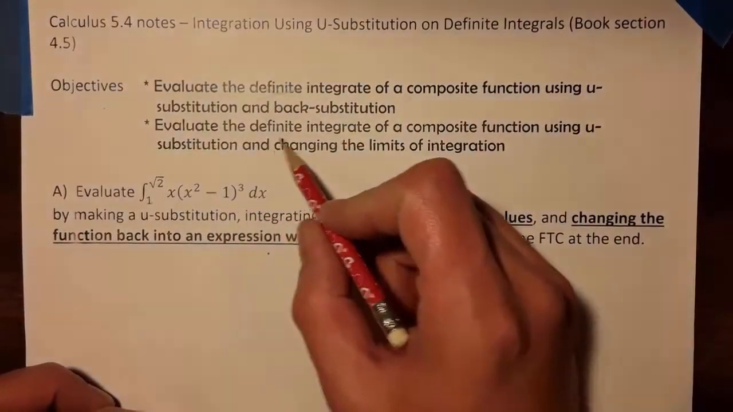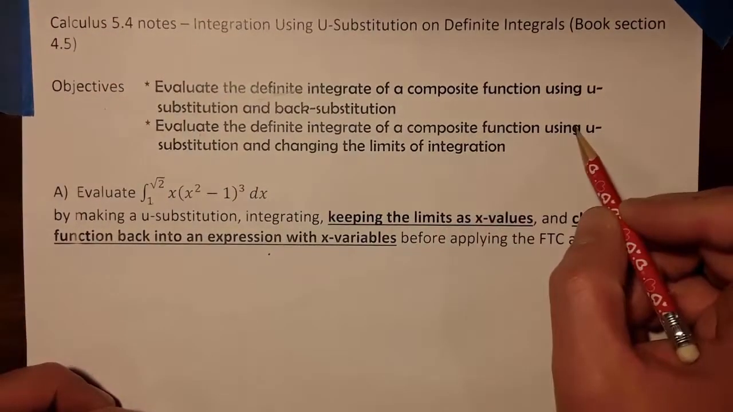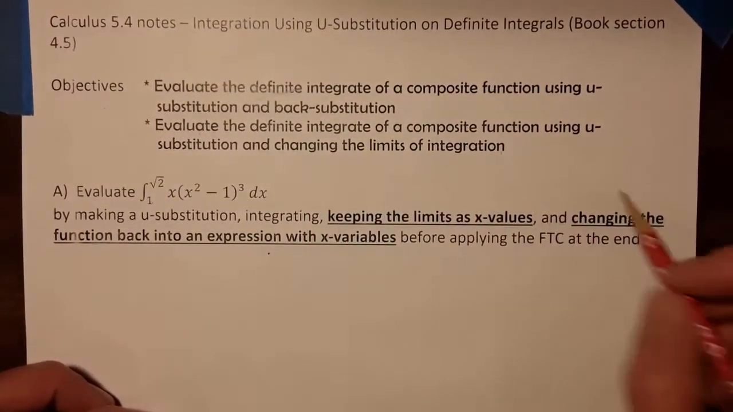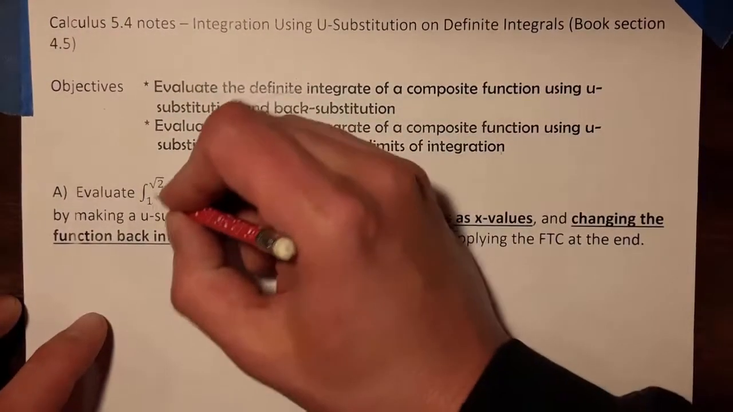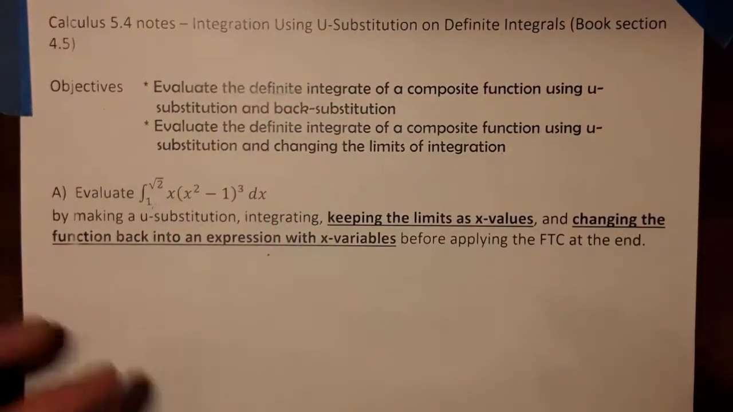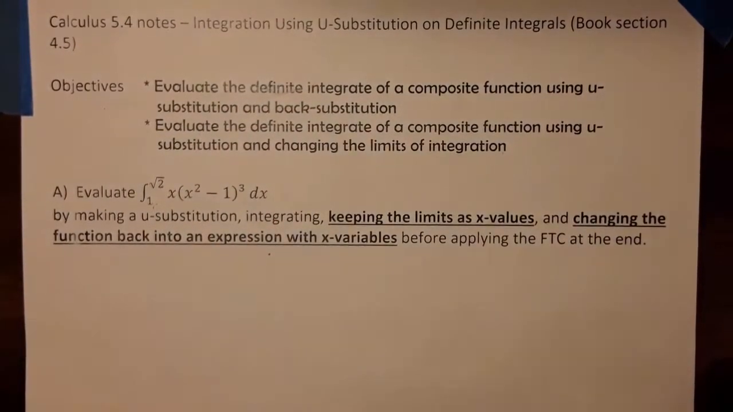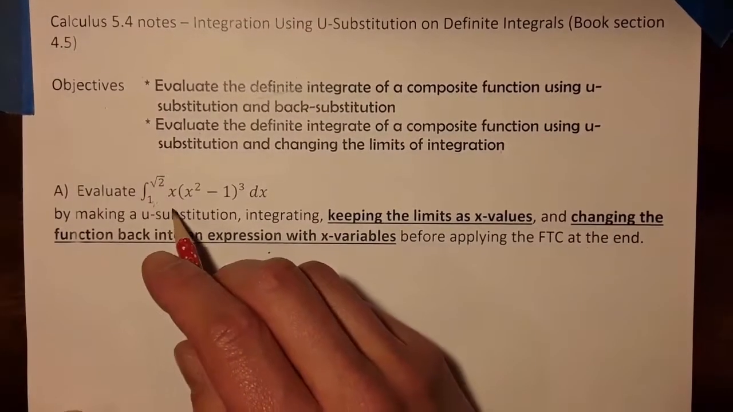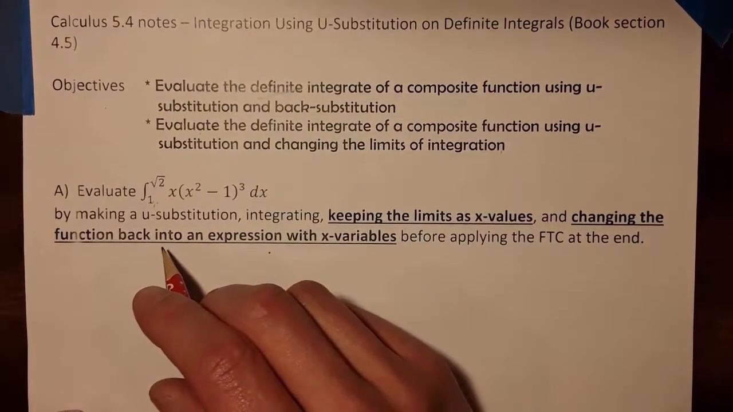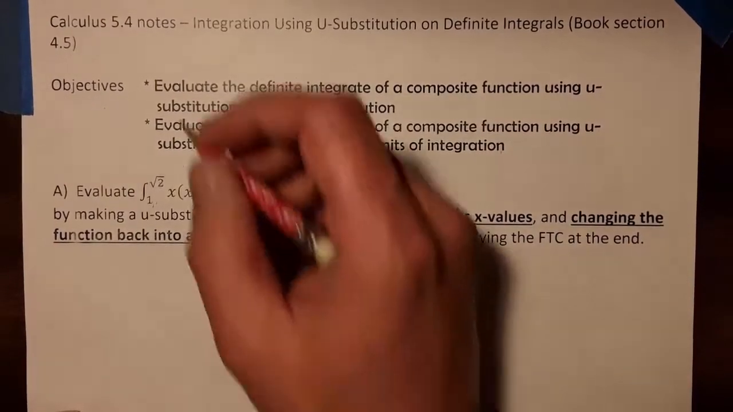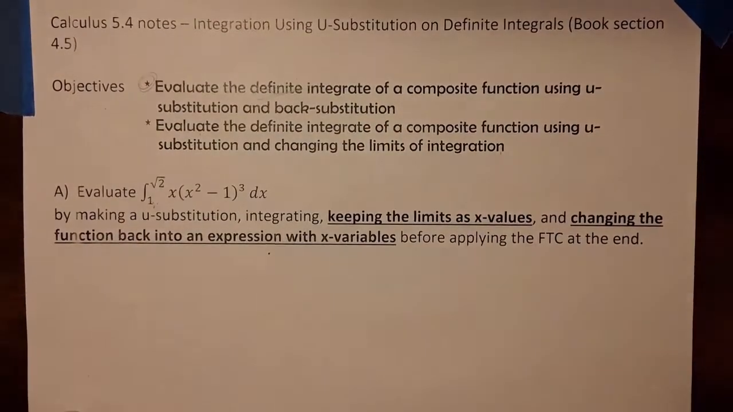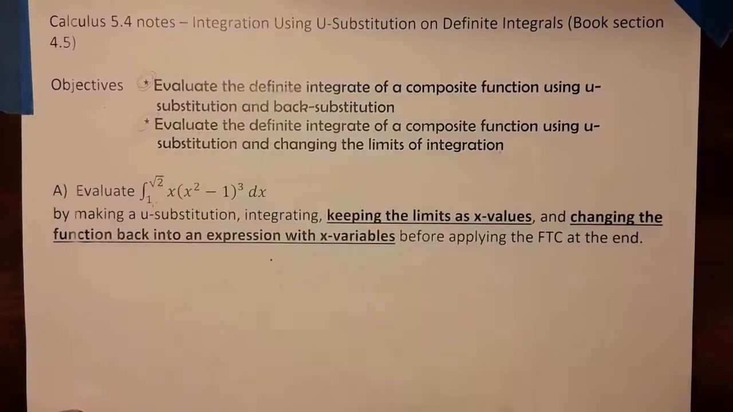Later on, we'll also talk about evaluating definite integrals using u-sub, where we're changing the limits of integration, the x values that might be given to us, converting those to u values. We'll talk about that down the road. But to get started, the first couple examples are actually the same problem twice. So the first time we'll look at the first objective, and the second time we'll solve it using the second objective.